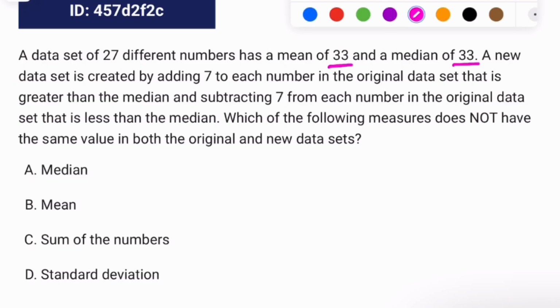So a new data set is created by adding 7 to each number in the original data set that is greater than the median and subtracting 7 from each number in the original data set that is less than the median. Which of the following measures does not have the same value in both the original and new data sets?